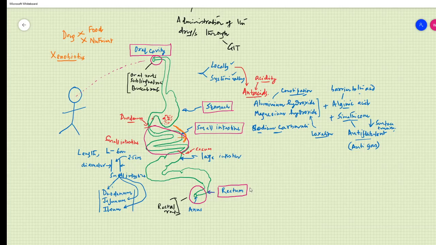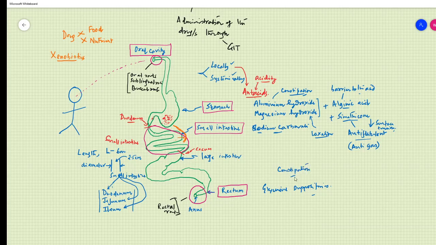For example, for hemorrhoids. You can give anti-inflammatory drugs through the rectum, and there it is going to act on the local area. Or say in pediatric patients, let's say glycerine suppositories. Glycerine suppositories can be given in pediatric patients if they have constipation.